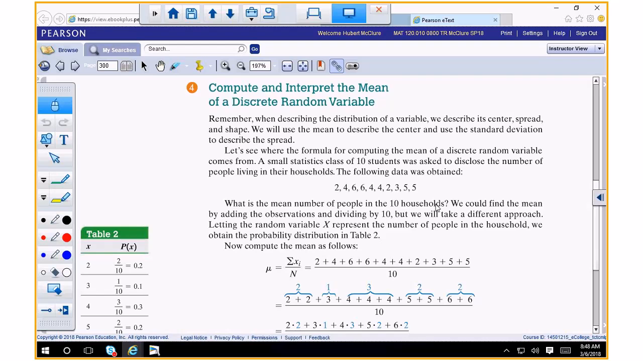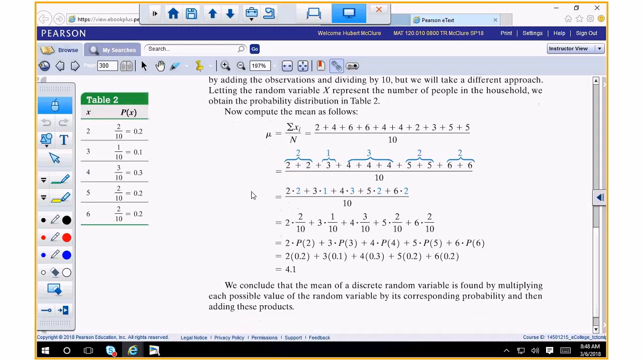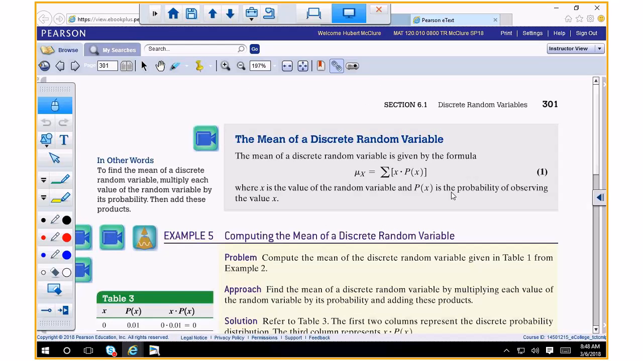Interpreting the mean. Well, the mean of a probability distribution is your summation of what? Summation of x, that's these guys right here, divided by n, which y'all know. Okay? Summation of x divided by n. And that's what they're doing right here. So I'm not going to worry too much about that. Y'all know how to do that, but I'm not going to ask you that.